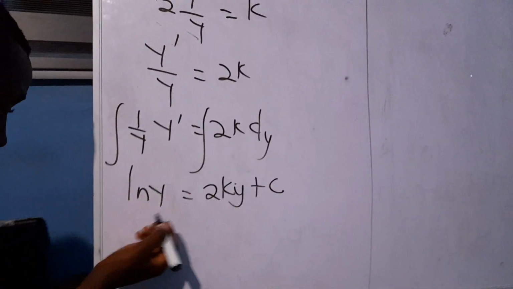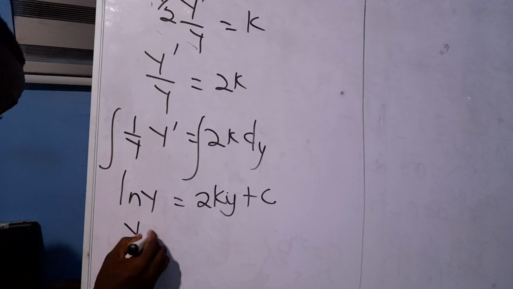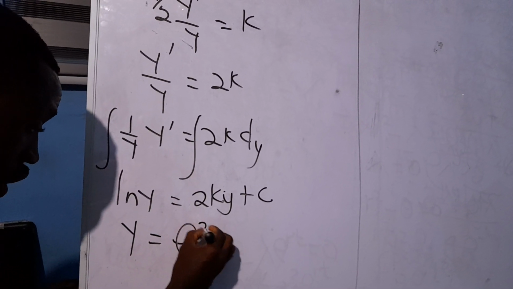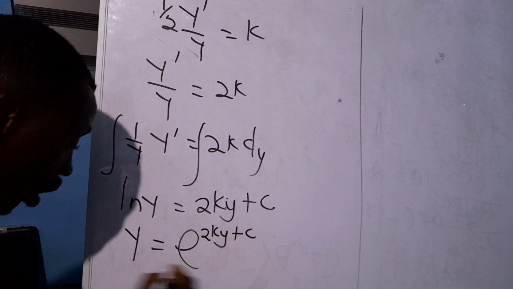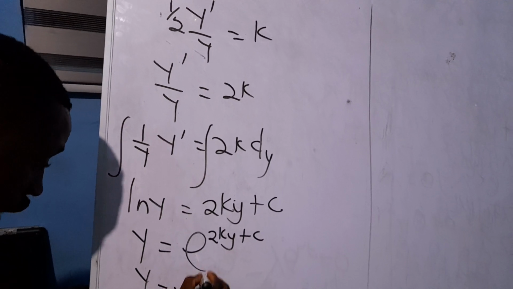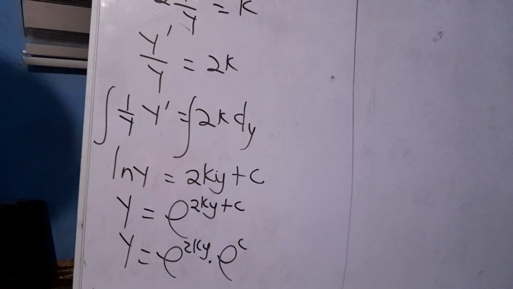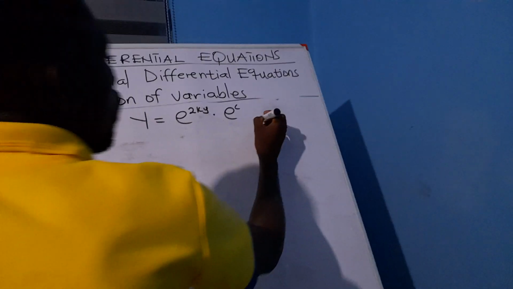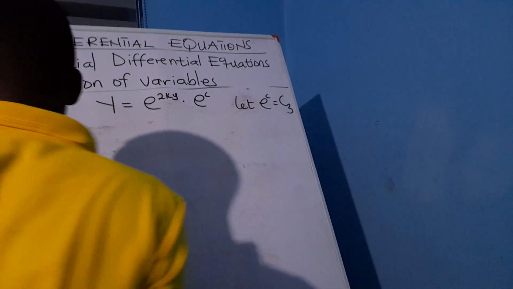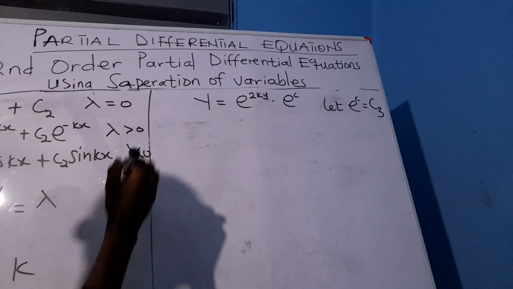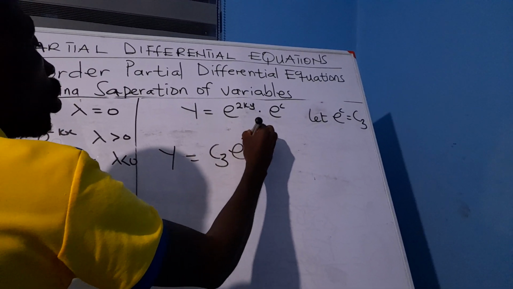So we can rewrite this using the natural logarithm law. We say y is equal to e exponent 2ky plus c, which can be rewritten as e exponent 2ky times e exponent c. So now we let e exponent c be equal to c3. Since we have c1 and c2 here, our y will be equal to c3 e exponent 2ky.